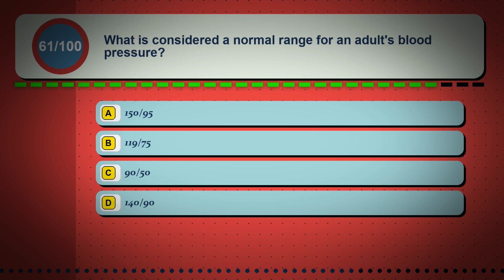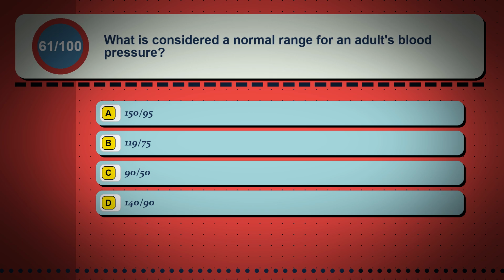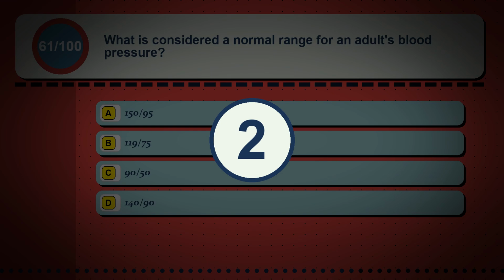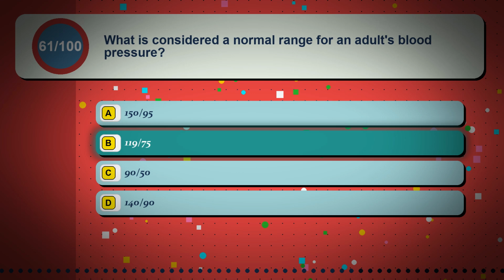Question 61. What is considered a normal range for an adult's blood pressure? Option A. 150/95. Option B. 119/75. Option C. 90/50. Option D. 140/90. The correct answer is option B.